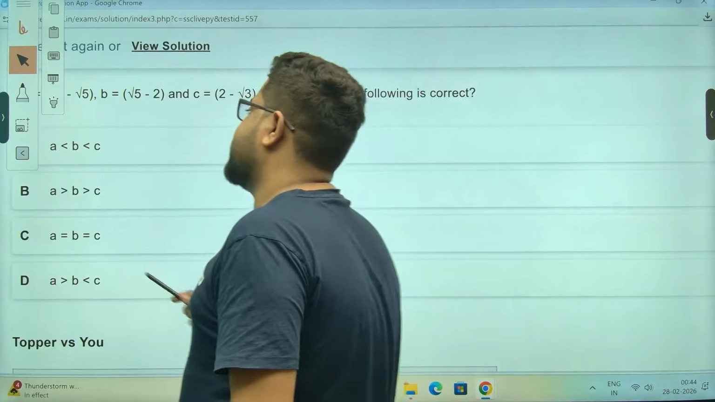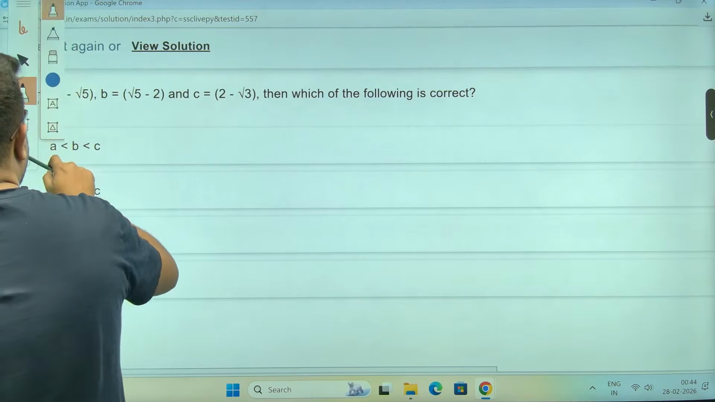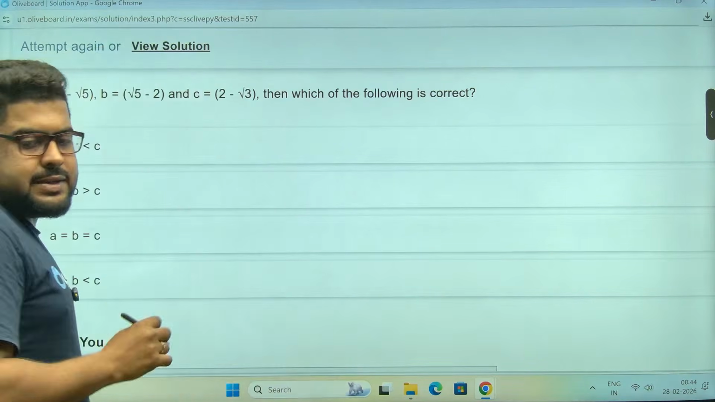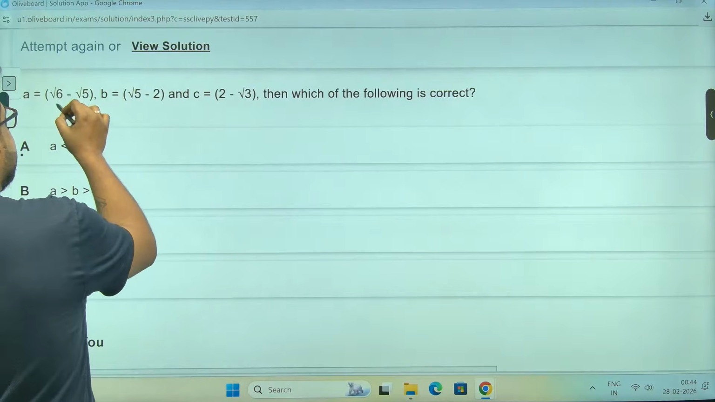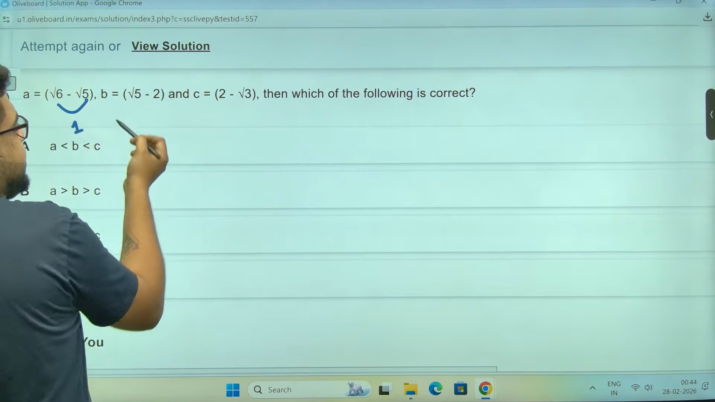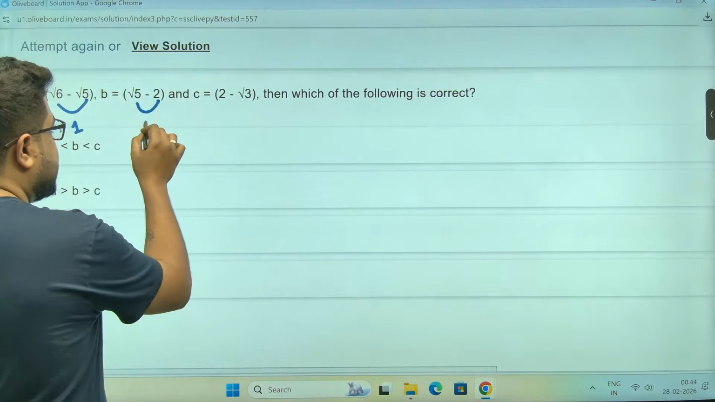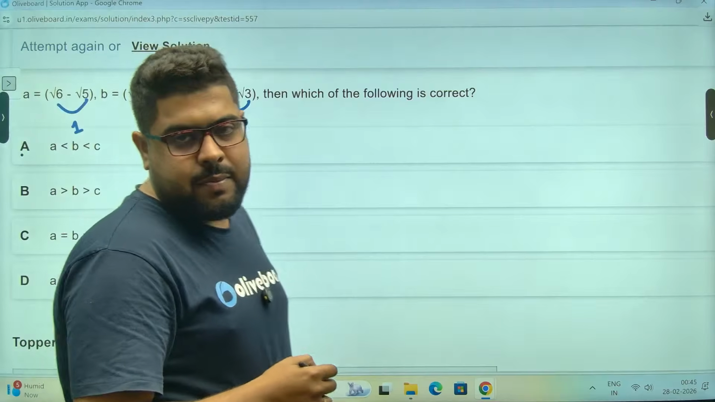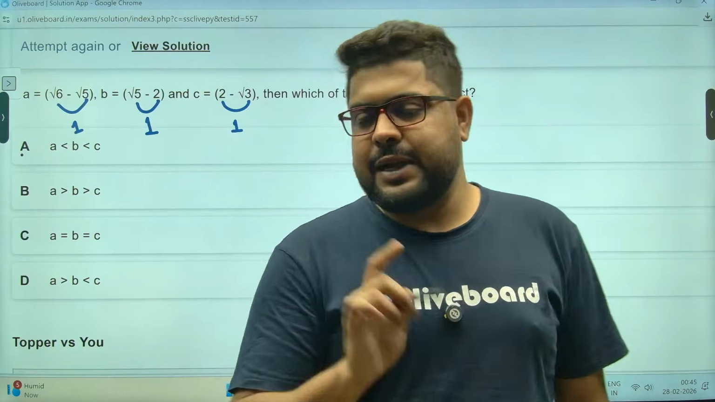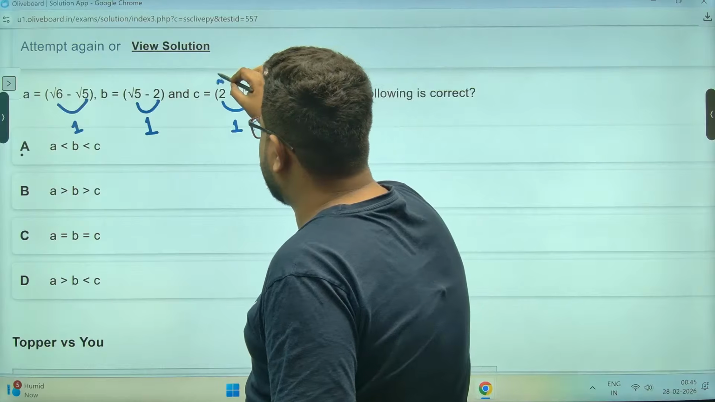What is this? Comparison. Again, in this comparison, the gap is always 1. The 6 and 5 gap is 1. This is 5 and 2, meaning root 4, gap is 1. Root 4, root 3, gap is 1. Perfect. So again, multiply them.